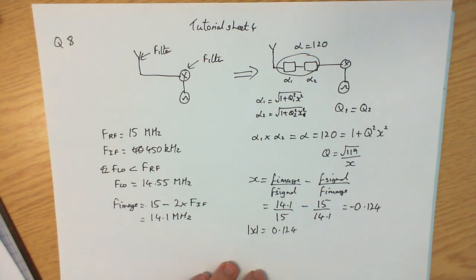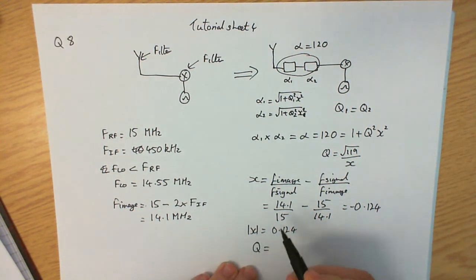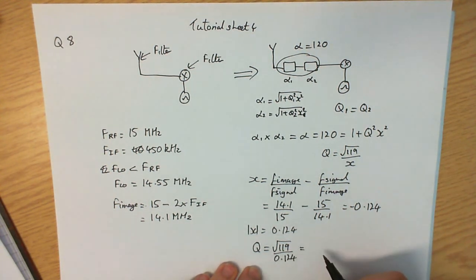So we can use that in the equation that we've just derived here. The Q factor for each filter has got to be equal to the square root of 119 divided by 0.124, which is going to be equal to 88.